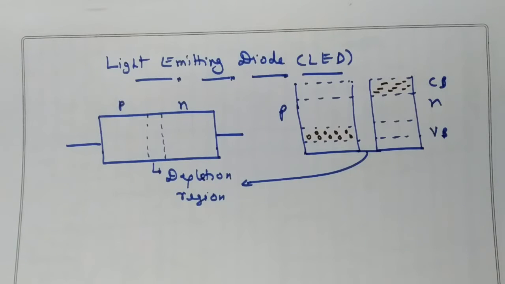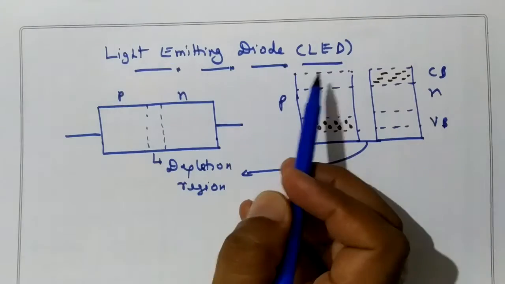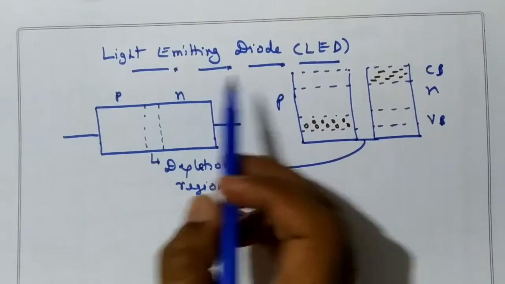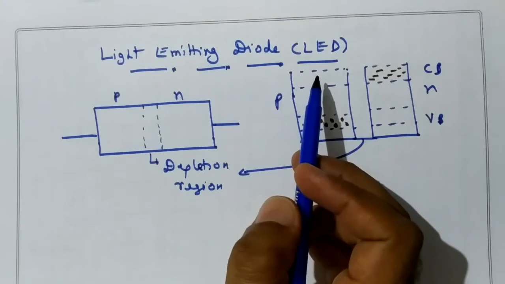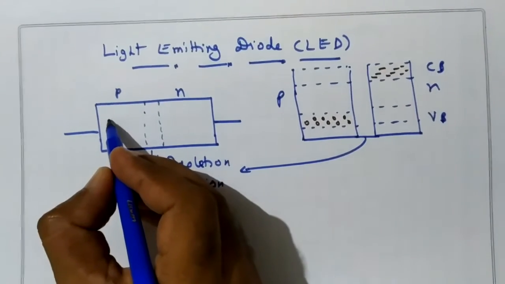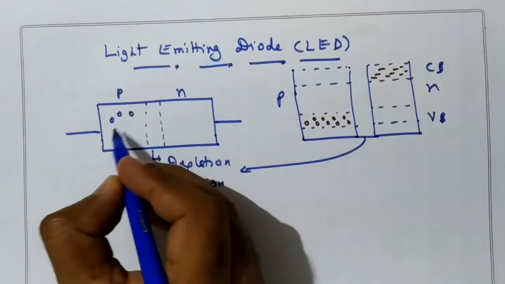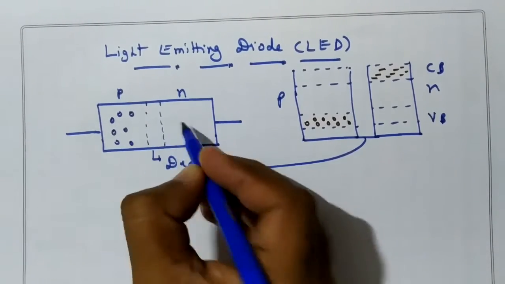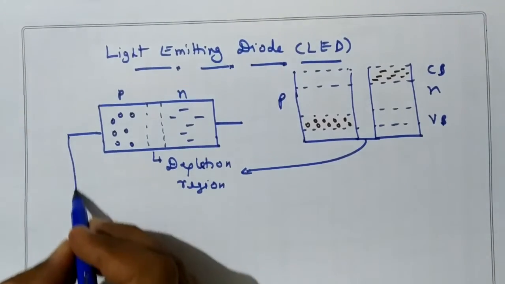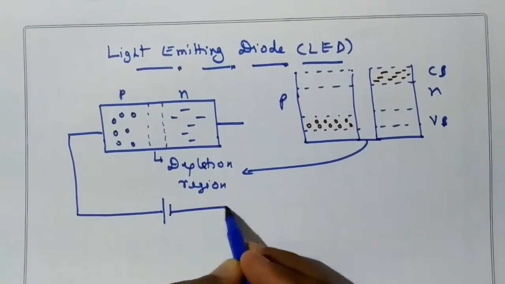Light emitting diode is an optoelectronic device which emits light when it is forward biased. So it is a PN junction itself, where here the majority charge carriers are holes and here the majority charge carriers are electrons. Now when you forward bias this diode, it will emit light.